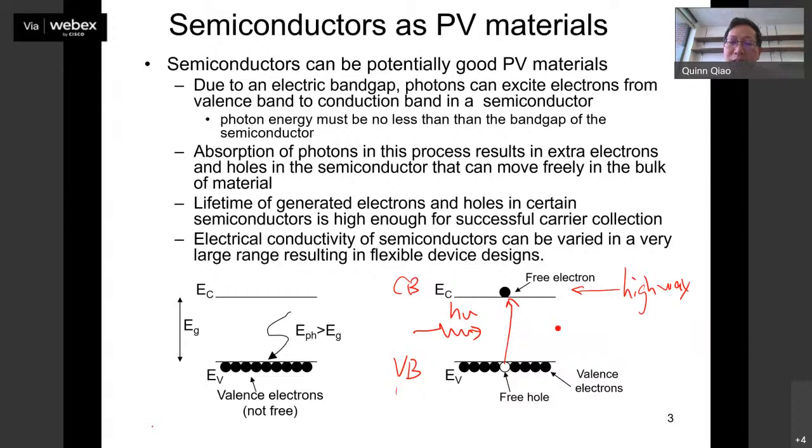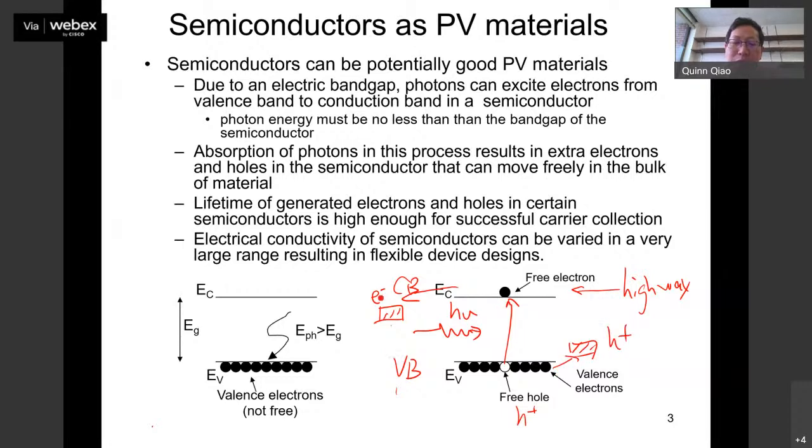So a free electron can move around and can be collected if you have a contact here, for example, or another contact here. Then the electrons will eventually go through here, or stay on this contact. On the other side, in the valence band, whenever you have a vacancy for electrons, that is called a free hole. This hole can move freely too, and it will be collected here.